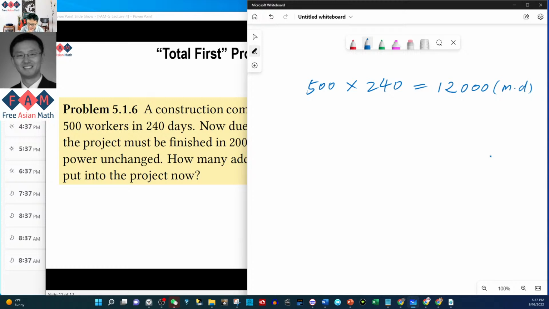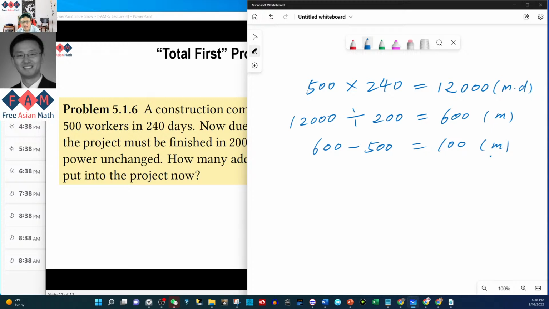Now the new schedule is that you only have 200 days to finish this project. How many workers do you need? Of course, we will just divide this 120,000 by the new number of days, 200. Now you get 600 workers. We say 600 men. Okay, but this is not what the problem asks you for. You are asked to find how many actual or additional workers you need. But that is straightforward. You subtract 500 from 600, you get 100 men.